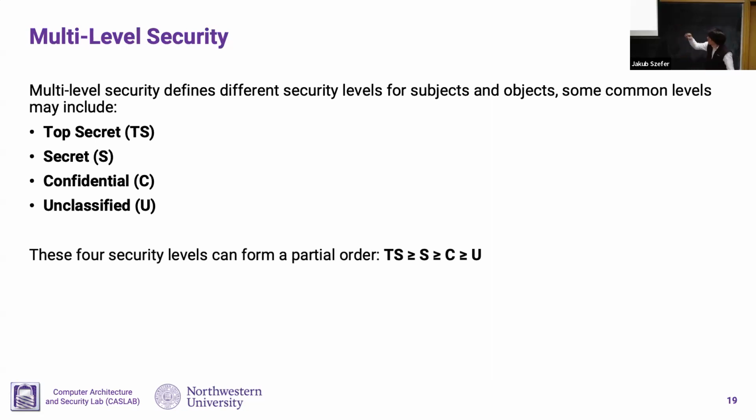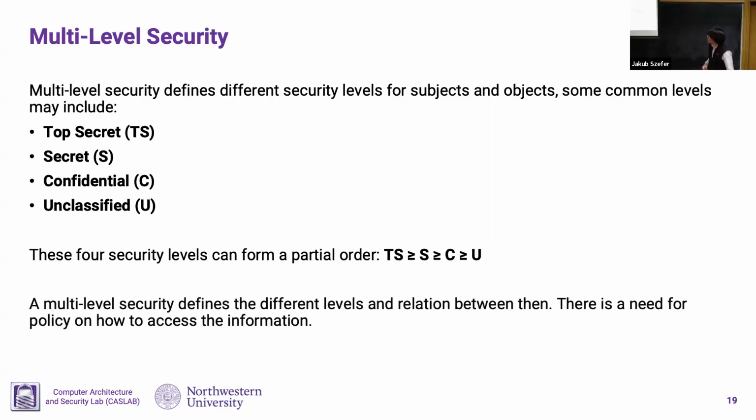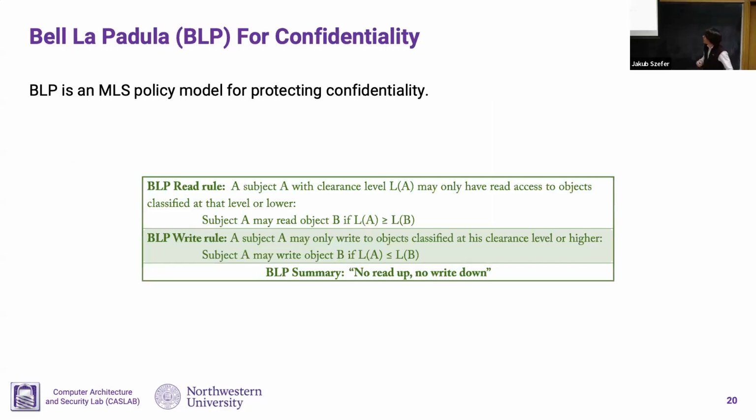So in MLS, top secret is more powerful and also has more trust. Usually the higher you go up, the more trust you have. But again, maybe it's not trustworthy, but still it's more trusted. And then the MLS security defines the different levels and the relation between them. Once you have these different levels and the relation between them, you can define how people or programs at different levels can access data or work with the data. So these are different policies that you apply to MLS.